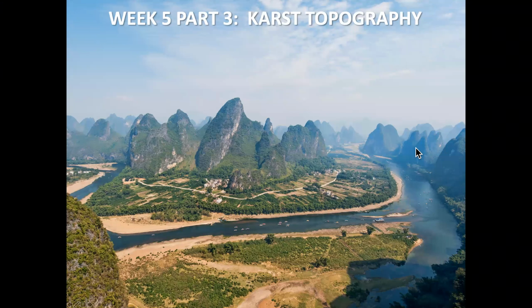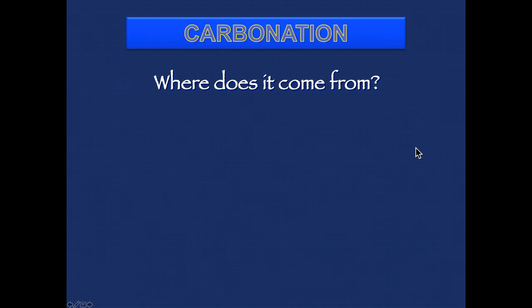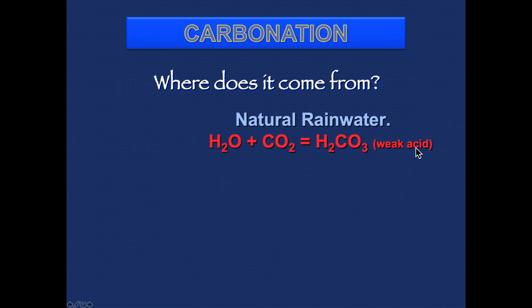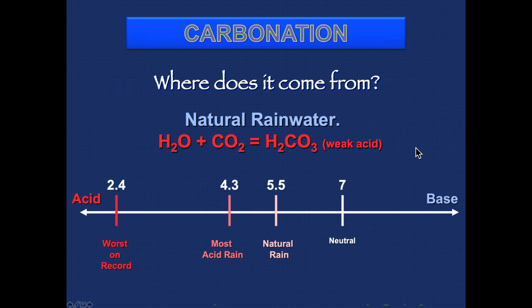This happens to be the Yangtze River in China. These are the objectives for the lesson, just three of them. We talked about this already. Again, natural rainwater is acidic, and what you get is a landscape called karst.